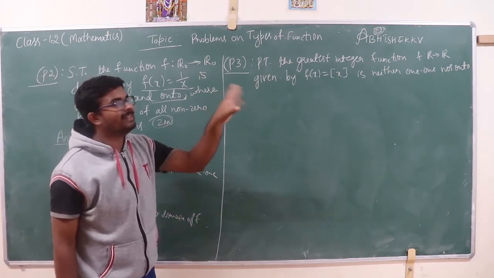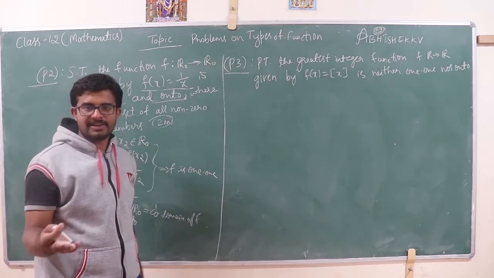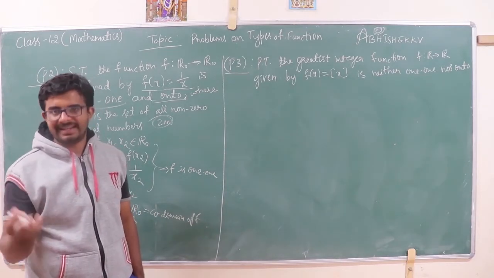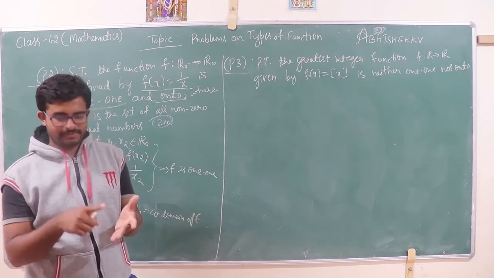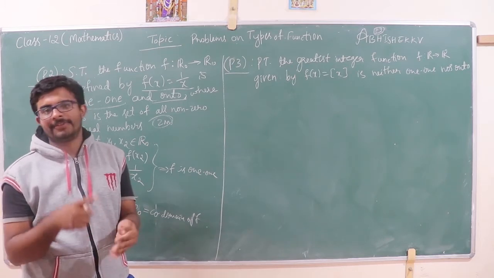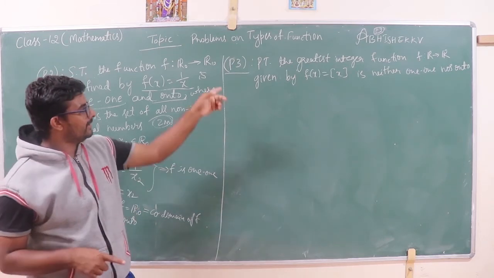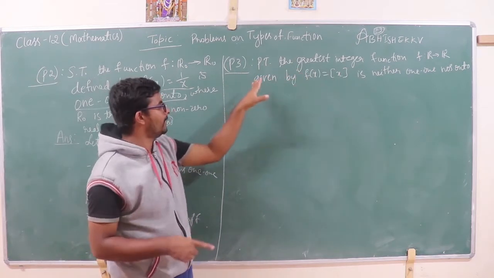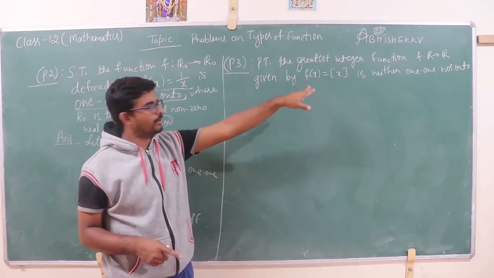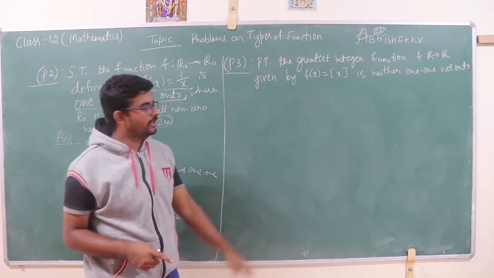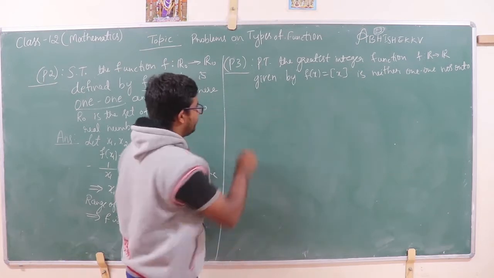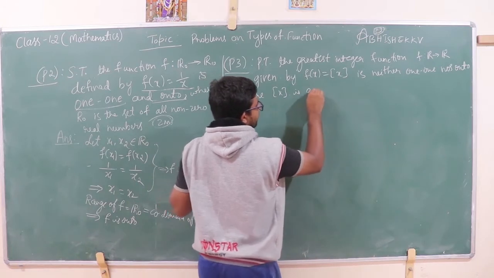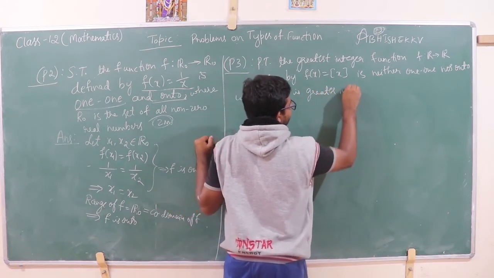Prove that the greatest integer function. In the very first class only, that is last class only, I given some important functions and their graph. Greatest integer function, modulus function, signum function, constant function, identity function, right? Here they given, prove that the greatest integer function f from set of real numbers to set of real numbers given by f of x is equal to what? We denote the greatest integer function as square bracket of x, where this x is greatest integer.